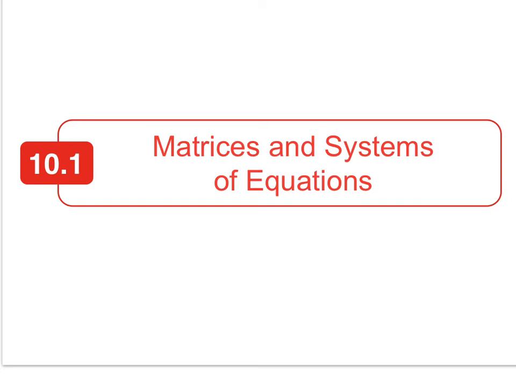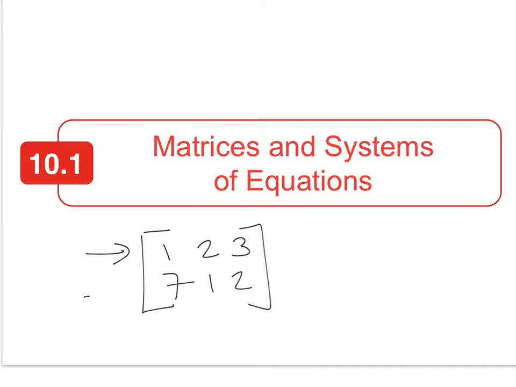Okay, so in this lesson, we're going to talk about matrices and systems of equations. So let's think of a matrix as a set of numbers that look like this one, and I'm going to make up some numbers. The numbers inside these matrices are called elements or entries.